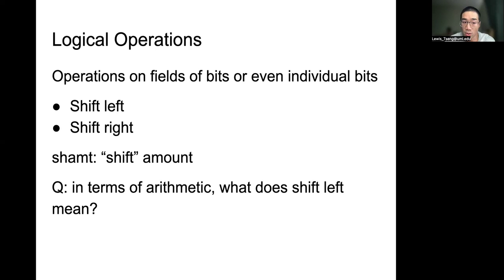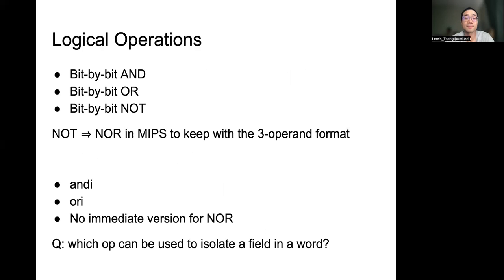If you recall, there is one field in the representation of the MIPS operation, which is shift amount. That's where we can specify the number of bits that we want to shift left or shift right. Then in terms of arithmetic, what does shift left mean? That's one question that you should know at this point.